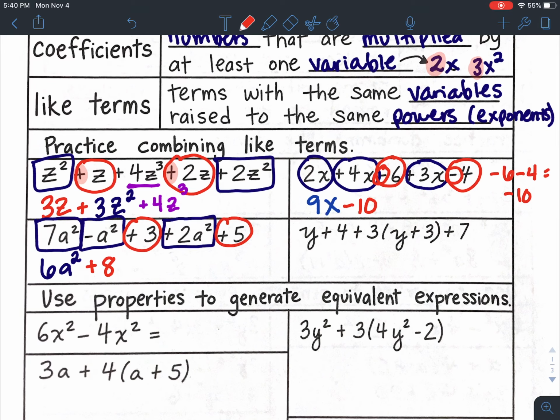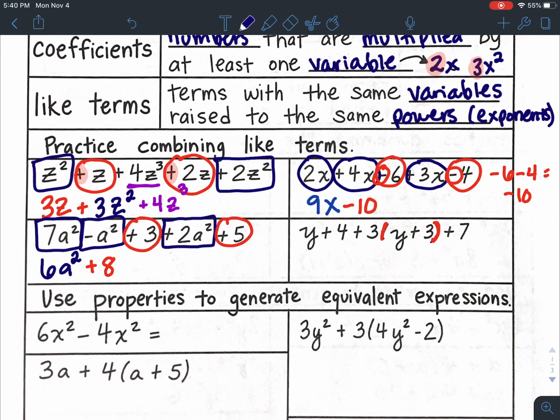The next one here, I have y plus 4 plus 3. Anytime I have a number touching these parentheses here, that does tell me to multiply. And then I have plus 7. This unit, we are doing PEMDAS, and we are doing the order of operations. So I do want to show you the distributive property really quickly, and we'll get to properties later.